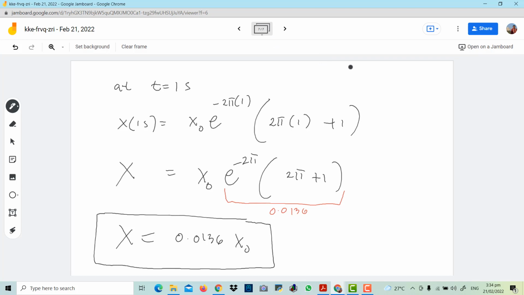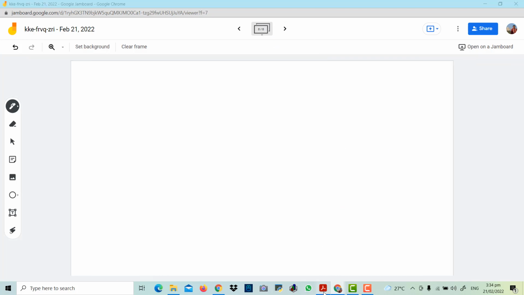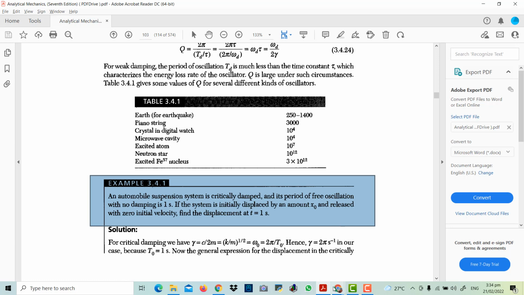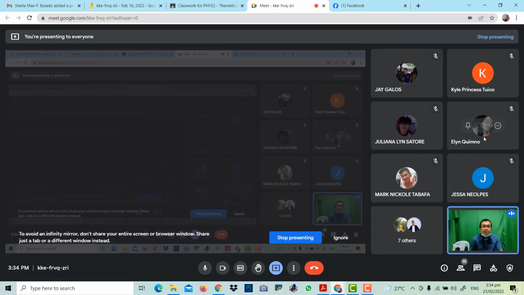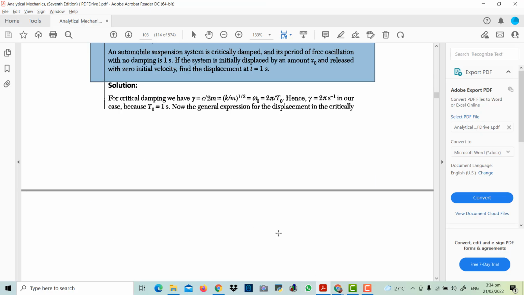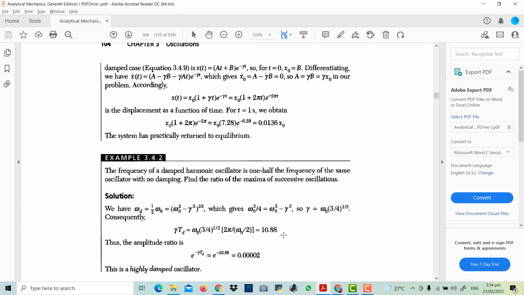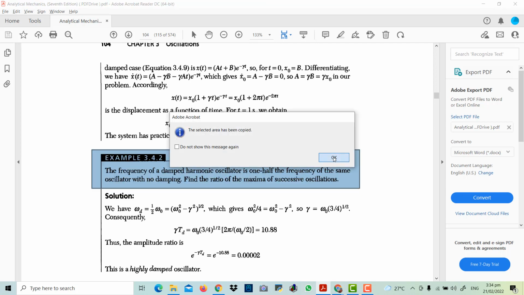Okay. Another example. Do you have any questions? Okay lang, no? Okay lang, sir. Okay lang, no? Sige. Next problem is problem 3.4.2.